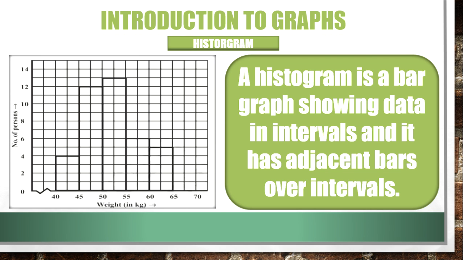Now we will see another type, that is histogram. Histogram is also a kind of bar graph only, but it shows data in intervals and it has adjacent bars over intervals. So when you represent data using class intervals, you have to use histogram. And there is a jagged line that you see in the graph. That jagged line is used because the class interval does not begin from 0. To show the values from 0 to 40, it is used.